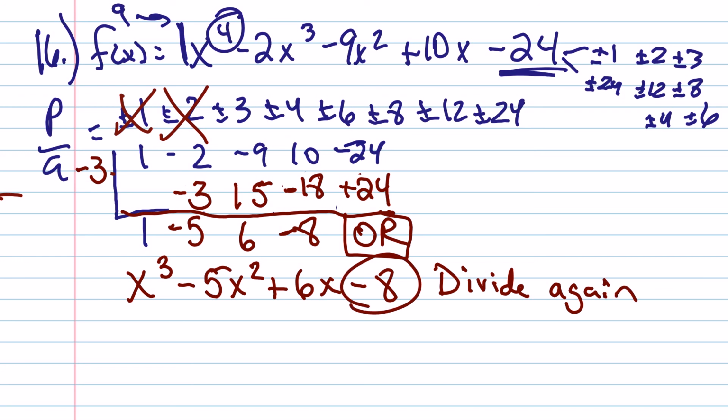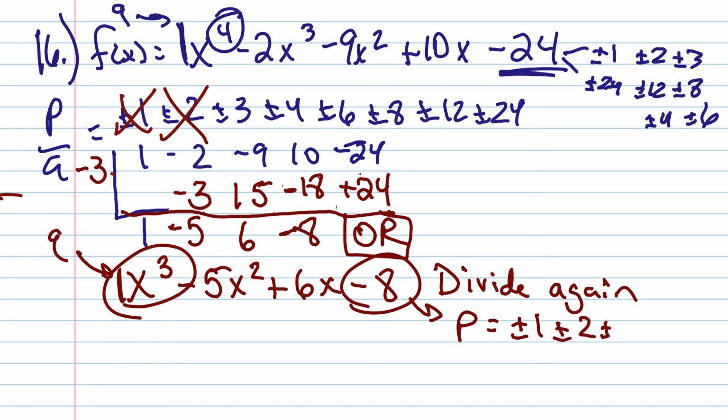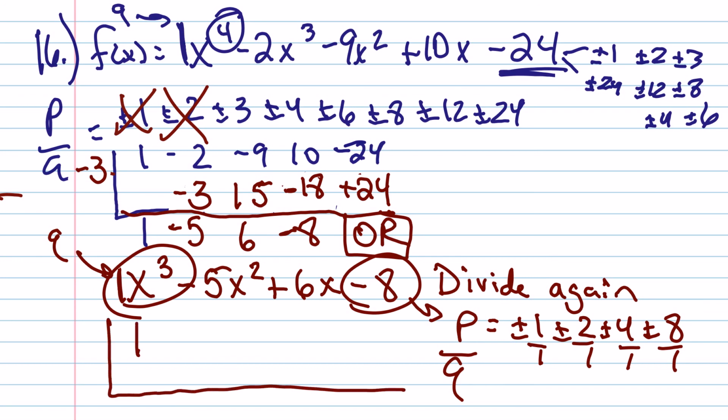So I have to find a new p and a new q and divide everything again. So that's my p. My q is 1. So my p is plus or minus 1, plus or minus 2, plus or minus 4, plus or minus 8. And I put it over my q, so everything's over 1. Right? So on the next page, I'm just going to divide this. And what we're going to have inside the box is 1, negative 5, 6, and negative 8.